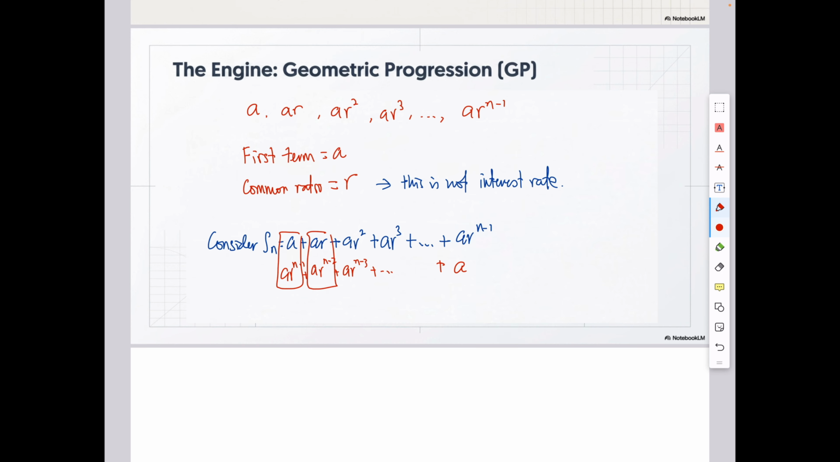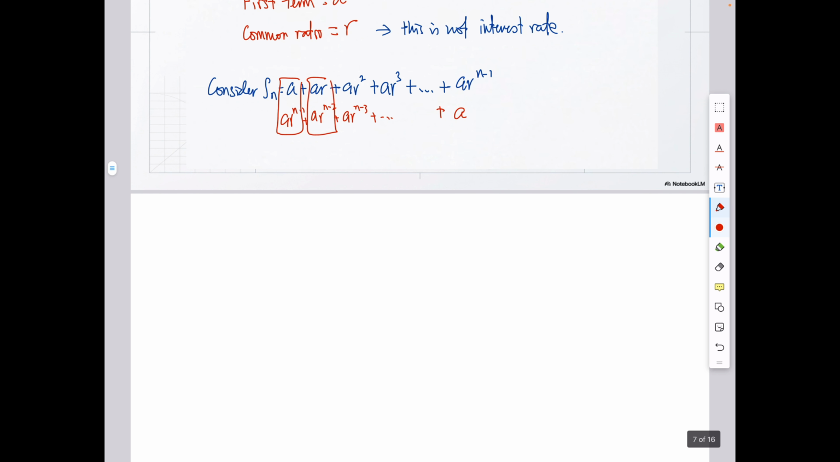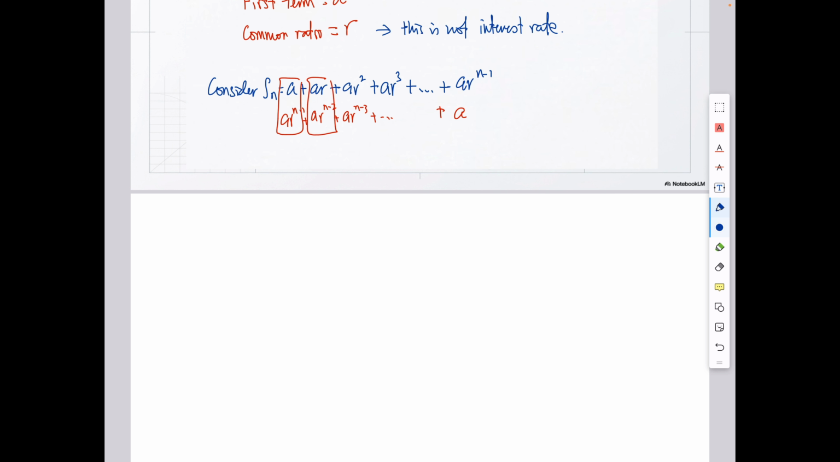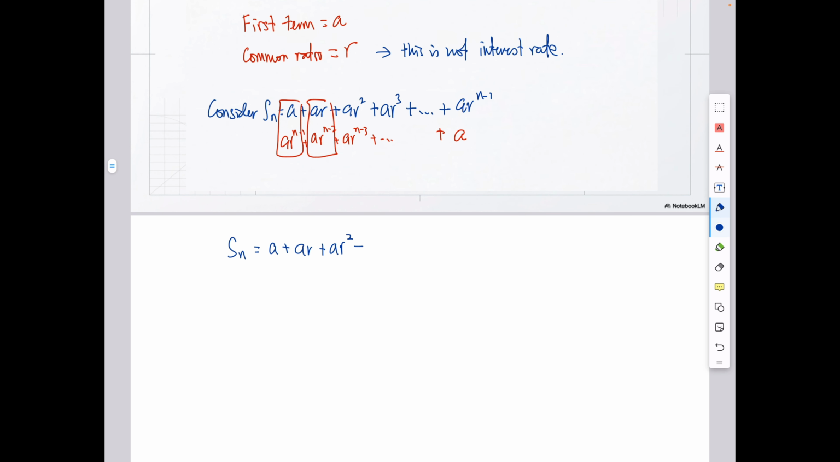But I can do a very similar method to do it, not by adding but actually subtracting. But in order to subtract, I need to do something first. What do I need to do? Let me write it down. ar plus ar squared plus ar cubed plus ar^n, all the way to the end.